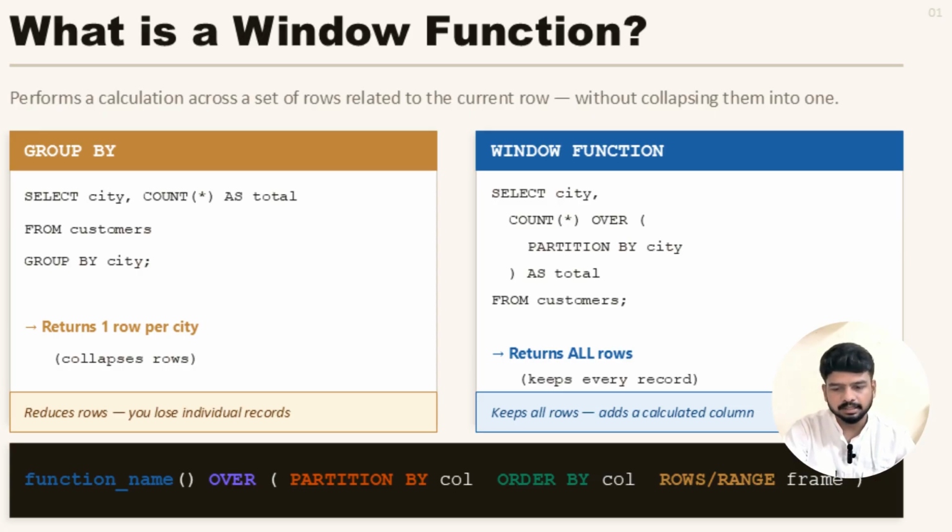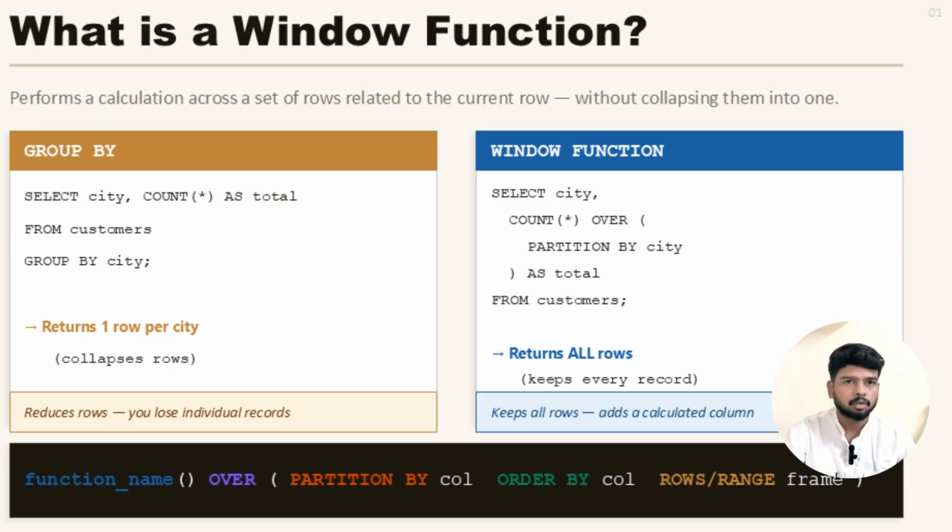Now if you look at the syntax, it is a function name, then OVER, then the parenthesis with PARTITION BY and ORDER BY. We will go through the code and you will get to know more of the syntax. But for now, this gives you an idea. OVER is what makes it a window function. It is the keyword that tells MySQL: don't collapse the rows, just make a new column and run this calculation across the window of rows.